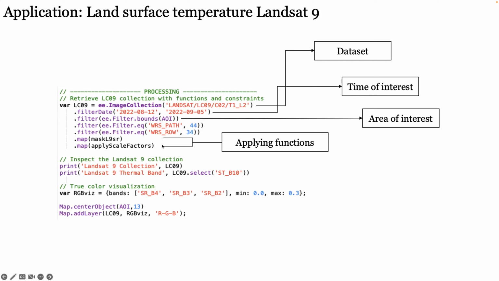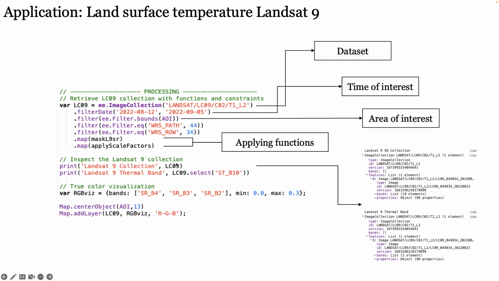And at this point, we'll have an analysis-ready product. And then, of course, you can print out the entire collection of Landsat 9 or a specific band to look at specific information that might be interesting to you. And then we'll use the provided example to generate our true color composite.